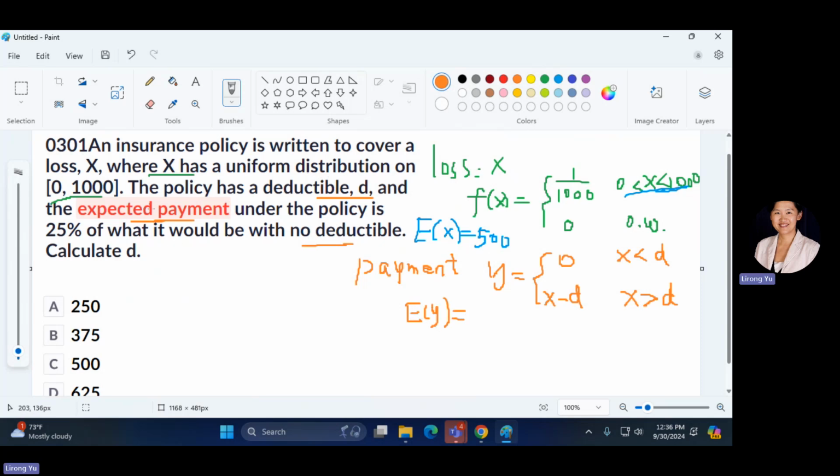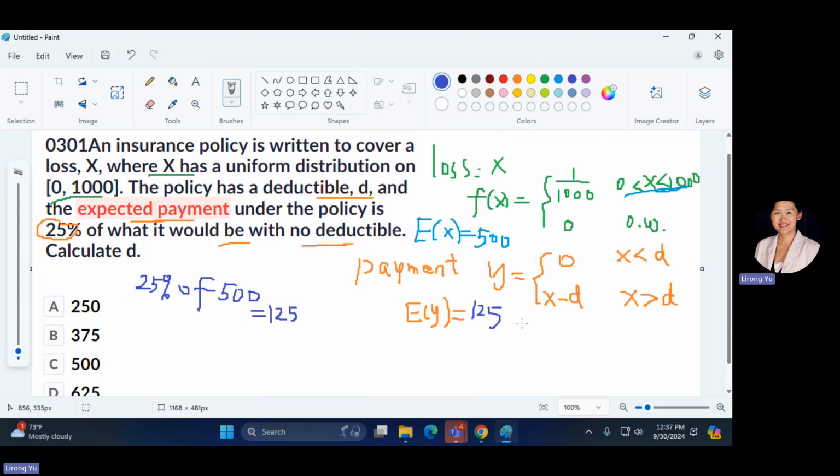According to what it says, the expected payment under the policy is 25% of what would be with no deductible. So we're trying to think about what exactly is 25% of the 500. 25% of 500 will be 125. So we're saying the expected value for Y is supposed to be 125.